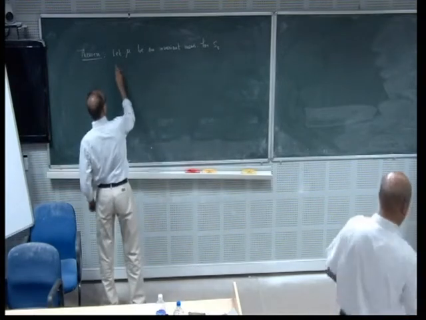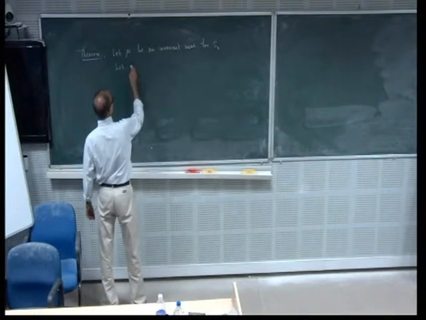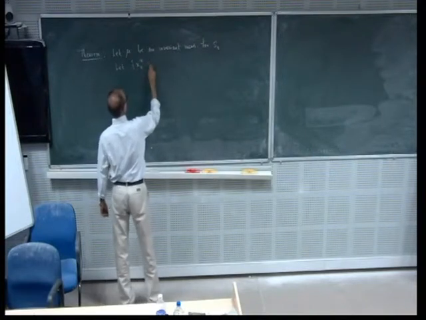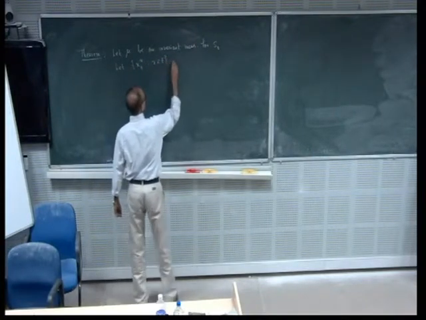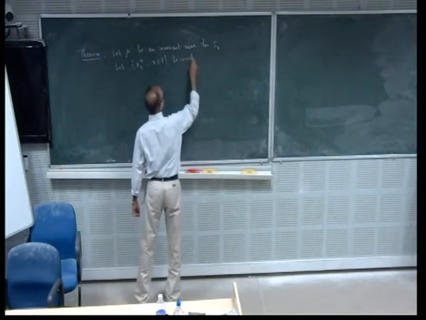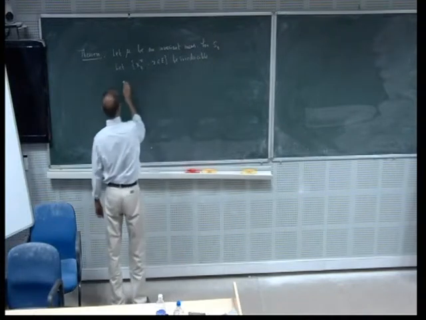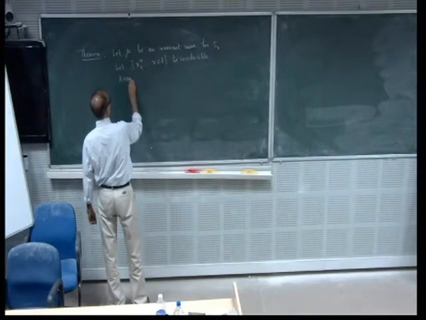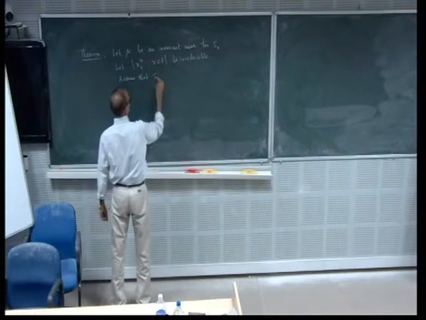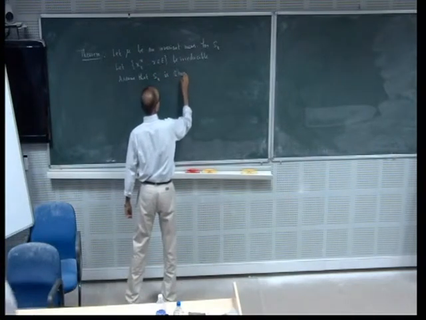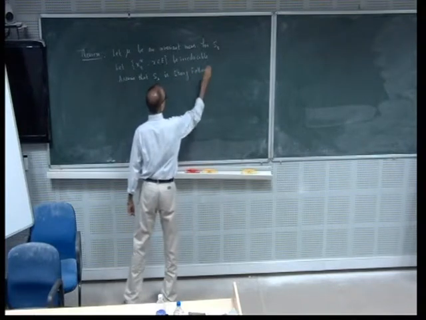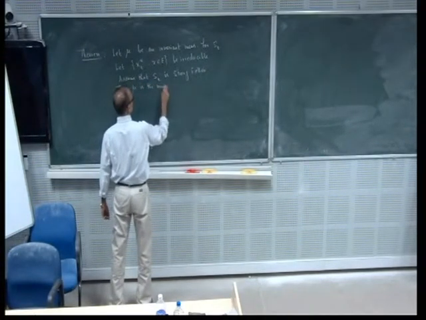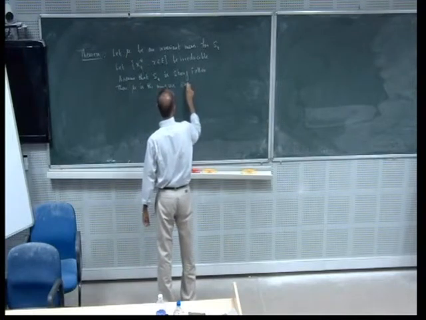And let X sub t, x member of E, be irreducible. Let's also assume that S sub t is Strong-Feller. Then mu is the unique ergodic measure.